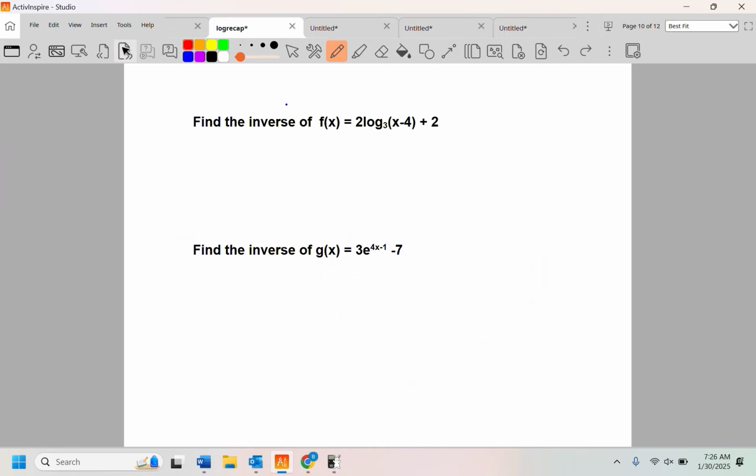All right, we got inverses and some other stuff. I'm starting to hear some kids. Close my door.